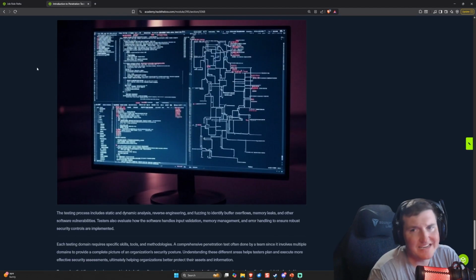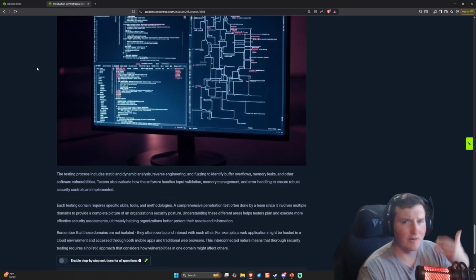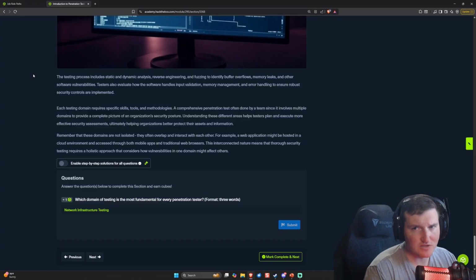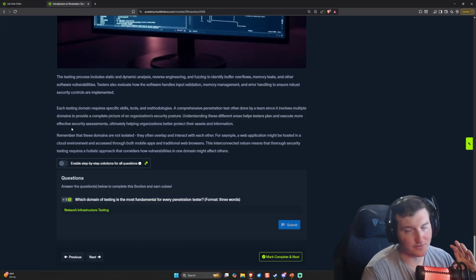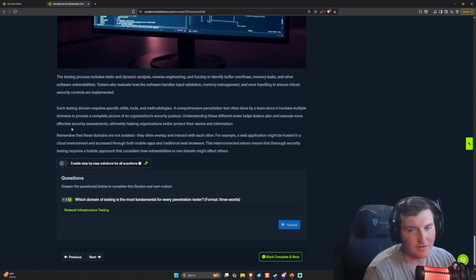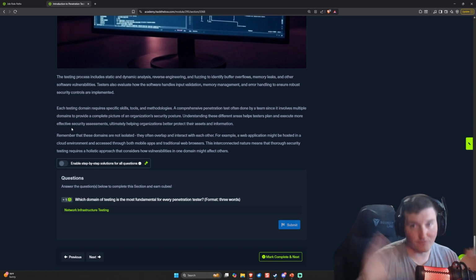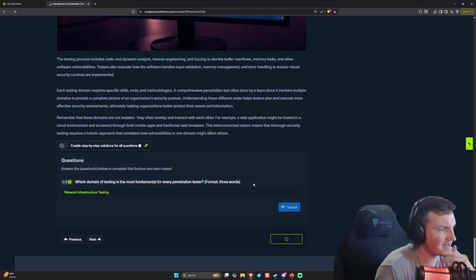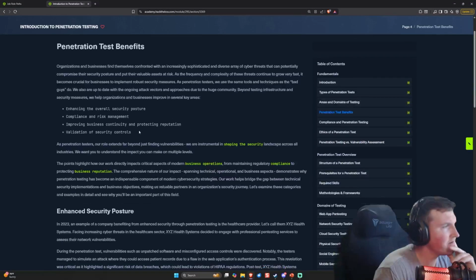Most of the time, this is part of the development process. So you might have regular intervals of testing, but it's typically going through its own process as it's getting developed, so that security is not testing it after development, because then you might have to say, hey, you've got to remove everything because it's such a security problem. So which domain of the testing is most fundamental? Network infrastructure testing. Let's keep it moving.